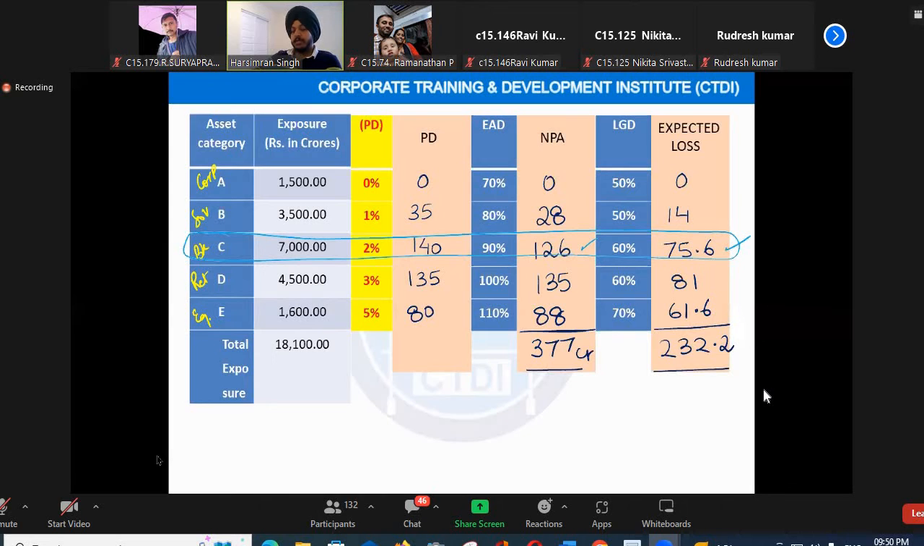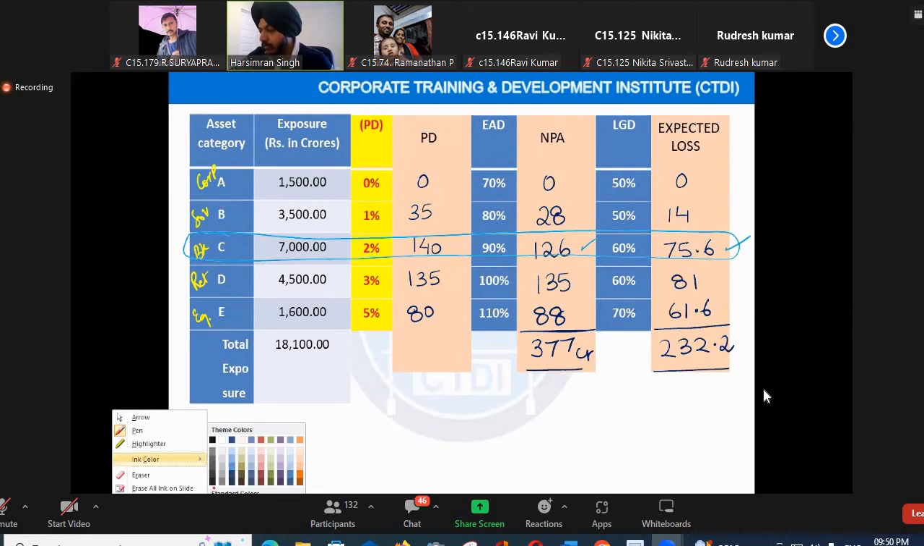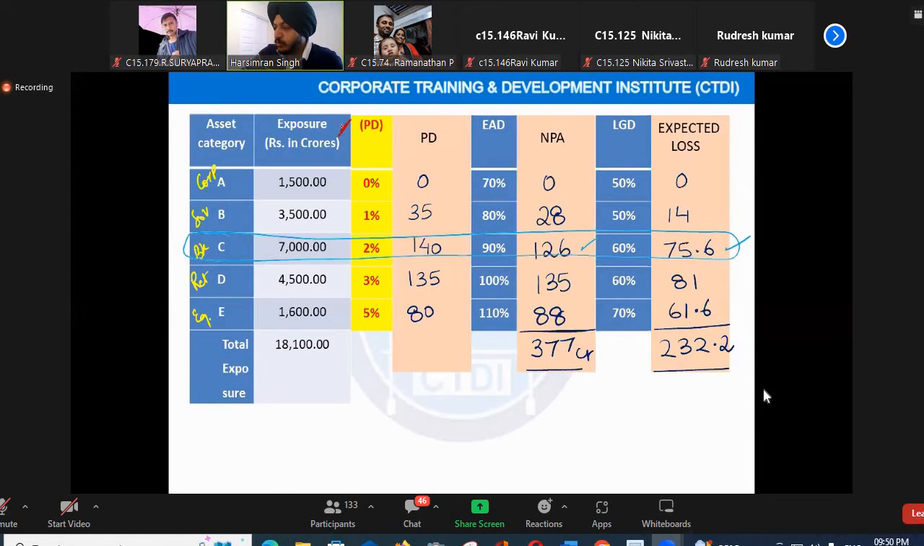Mayur ji, all this data is given by RBI. What is LGD, what is PD, what is NPA? It is all given by RBI. Look here: when you multiply the exposure with PD, you get probability. This probability is multiplied by EAD, you get NPA. This NPA is multiplied by LGD, you get expected loss.